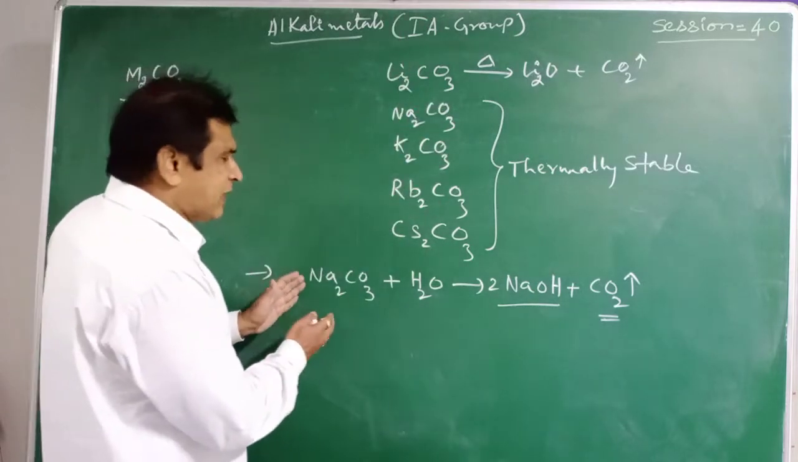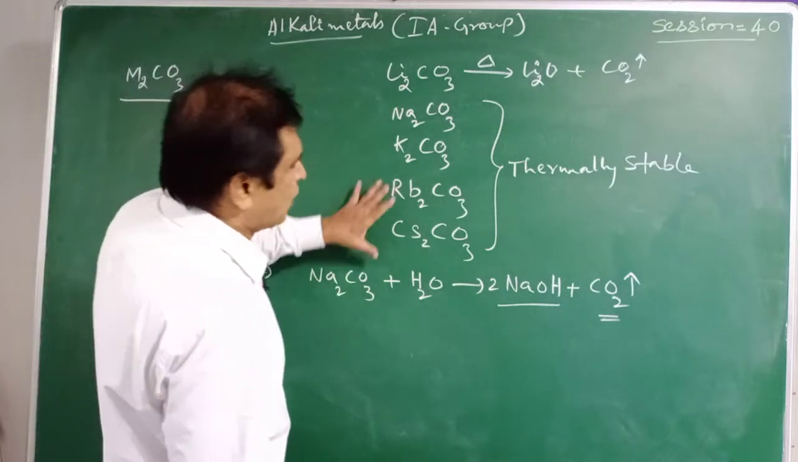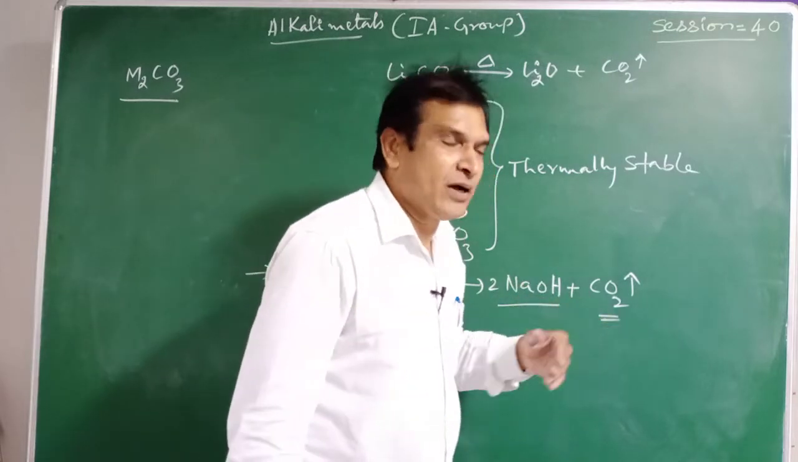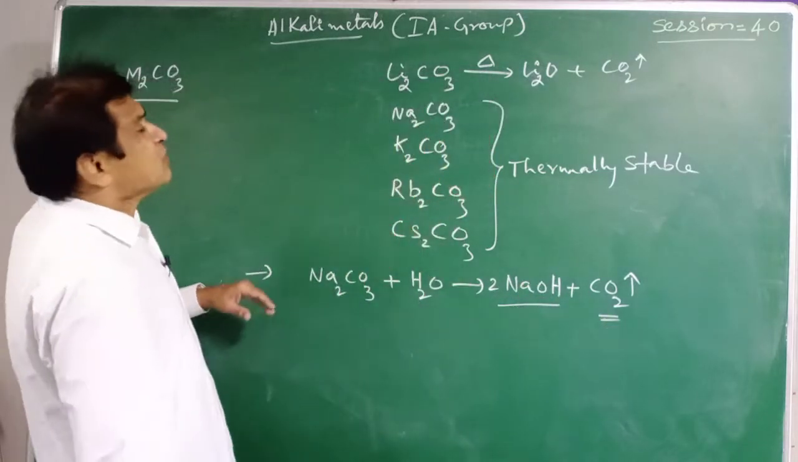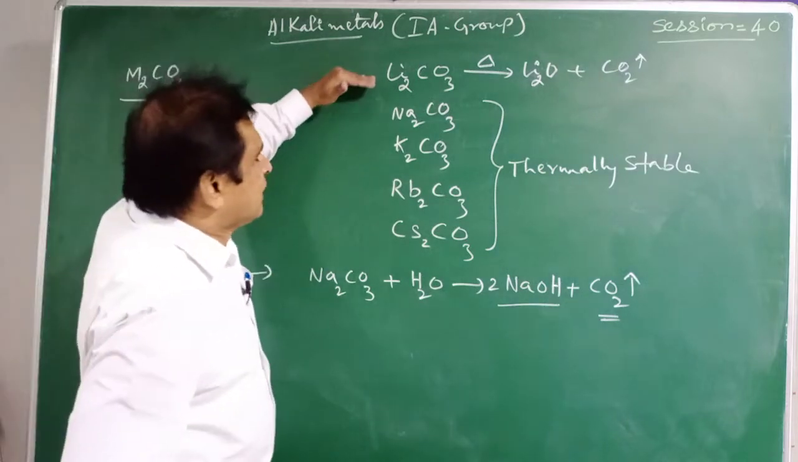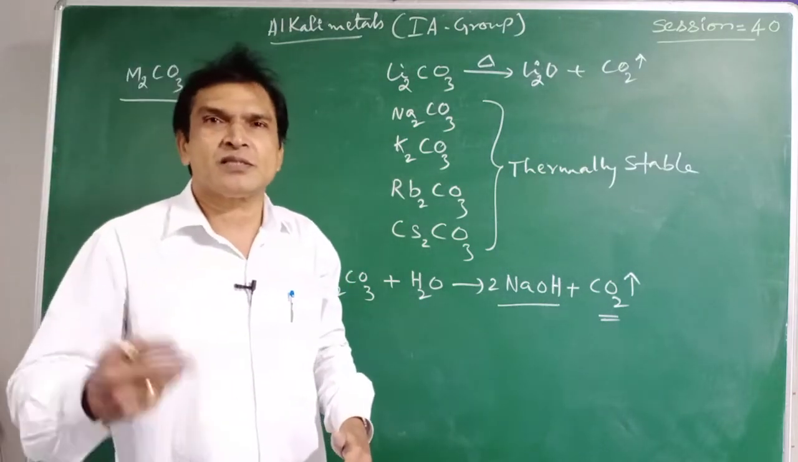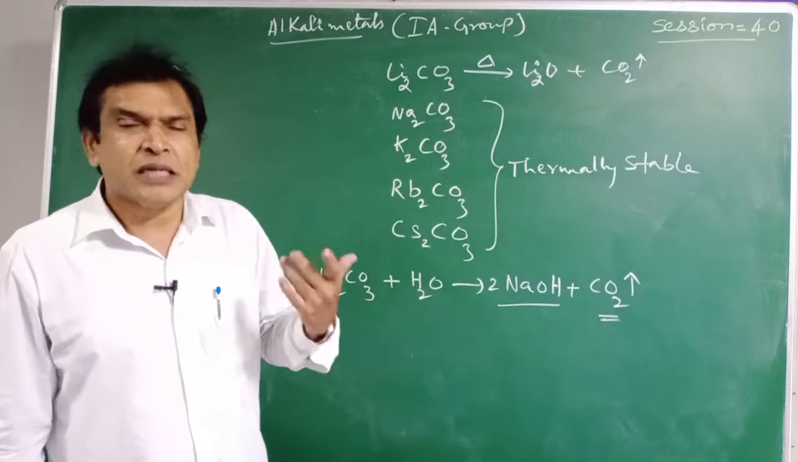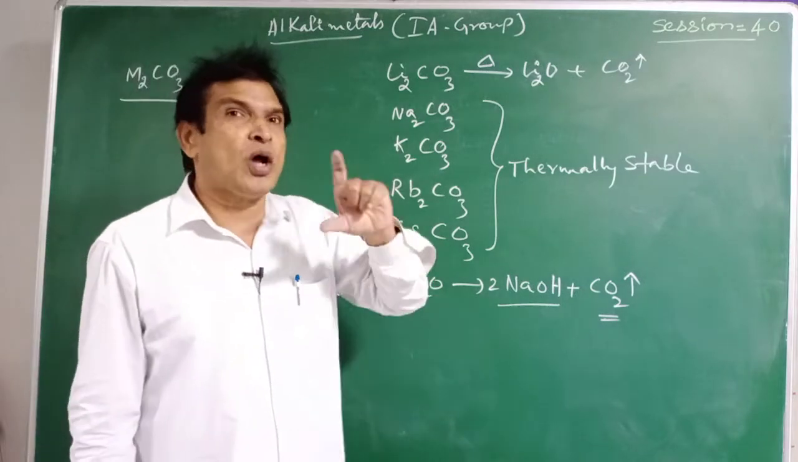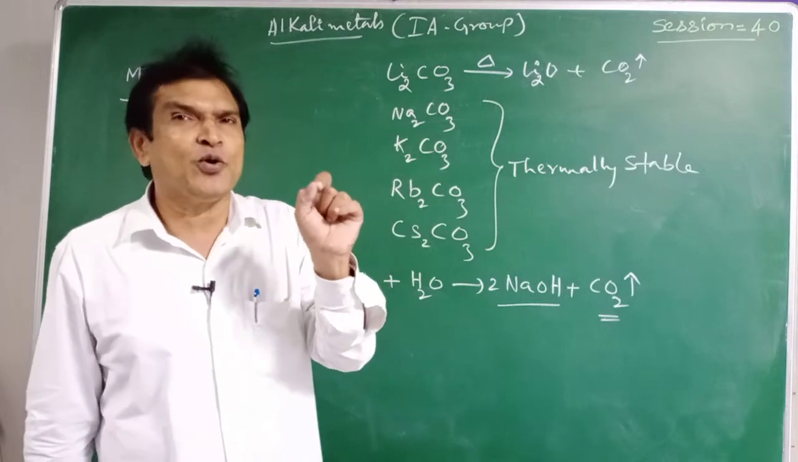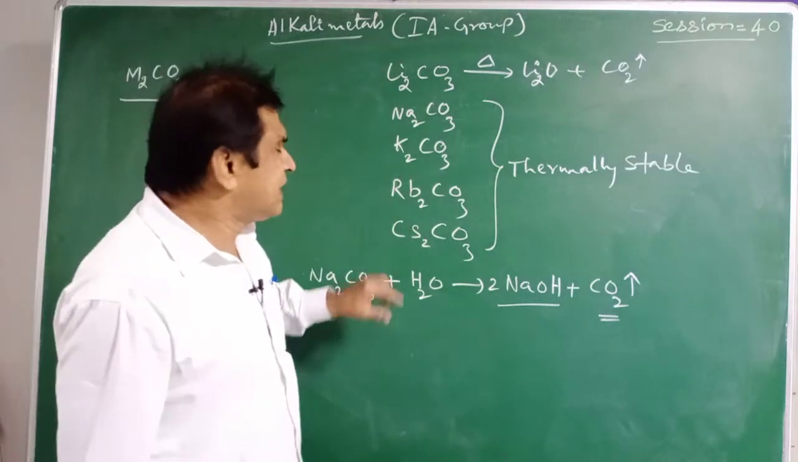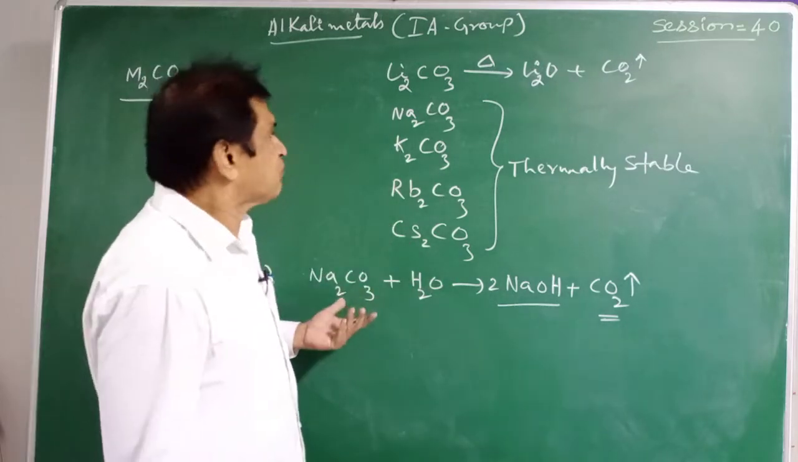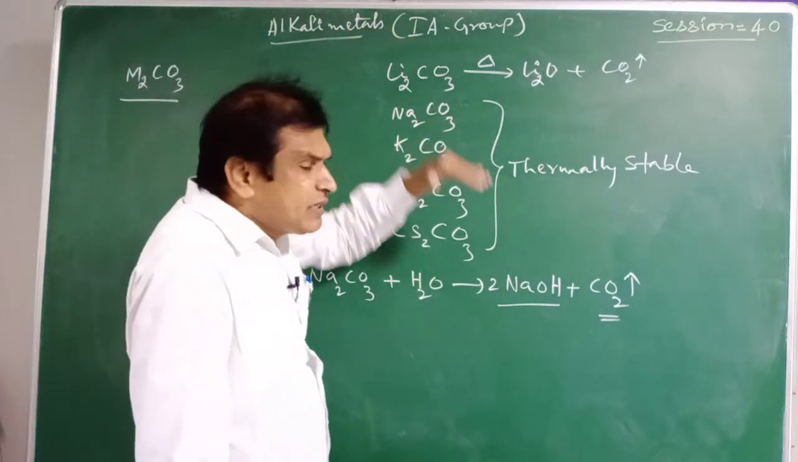Okay, the example I took was sodium carbonate. They are all soluble in water and produce the corresponding metal hydroxides and liberate carbon dioxide gas. Now, the solubility of these carbonates from top to bottom increases. When you say cesium carbonate is strongly basic, strong in the sense what? It possesses a high degree of ionization. From top to bottom, the degree of ionization of the carbonate increases. That means the basic strength increases, and the solubility of the carbonates increases from top to bottom.